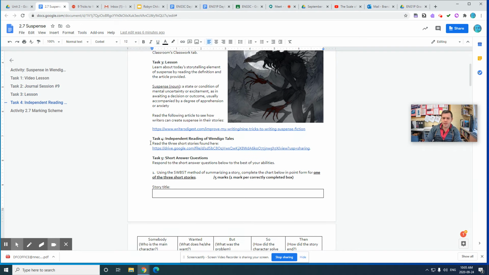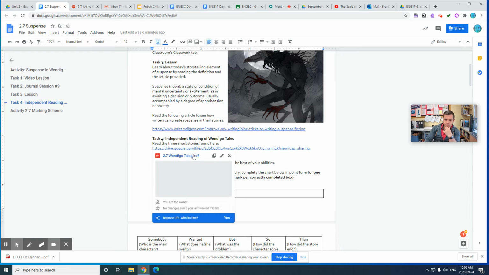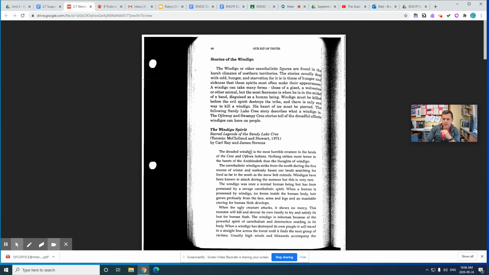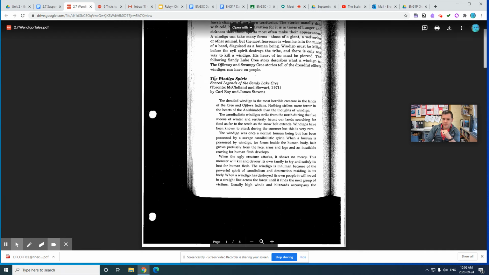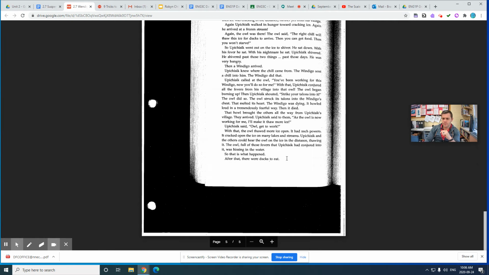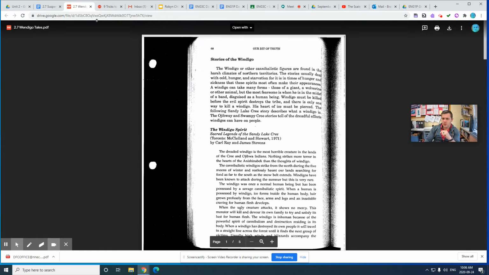So task 3 is reading 3 short stories. I know it says 3. Usually we only do 1 a day, but these are 3 much shorter short stories. So I'd like you to read 3 of those, and they can be found right here. And they're all about the Wendigo, the mythical creature associated with cannibalism and a never-ending hunger. There's a short introduction as to what a Wendigo is, if you're not familiar, and then it gets into the short stories. For example, this Wendigo spirit story, it's not even a full page. So yeah, there's nothing longer than 2 pages.